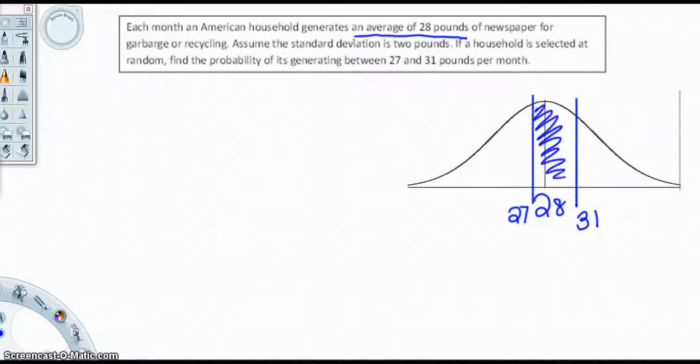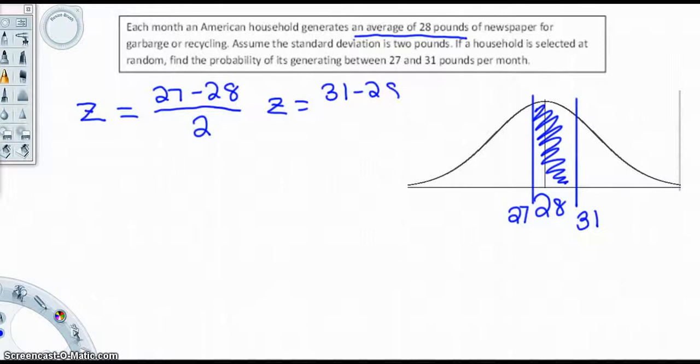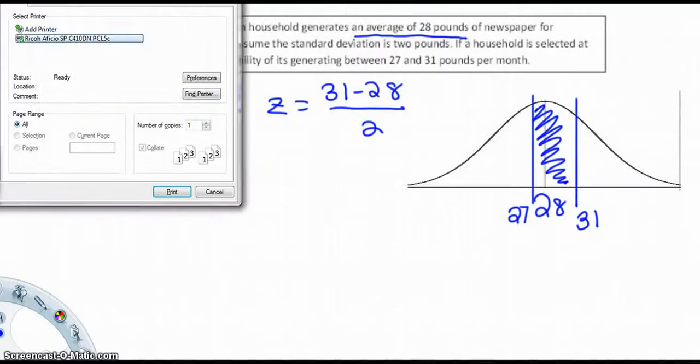When we're looking for between, we know we have to add it up. But first we need to find our z values. So remember that our z value is going to be equal to our value, 27 minus 28, which is the mean, divided by the standard deviation of 2 pounds. And for the other one, we have a z value equal to 31 subtract 28 divided by our standard deviation of 2.